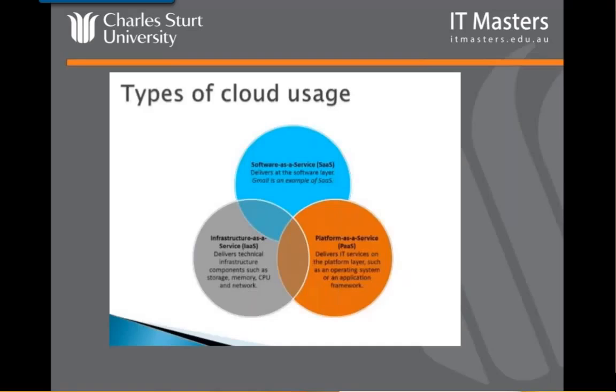Then we have infrastructure as a service. What is this, IaaS? It delivers technical infrastructure components such as storage, memory, GPU, and network. An example, maybe Amazon. Or you can just use, of course, VMware or Microsoft. Why am I giving you different examples? As this course was just covering Microsoft and VMware, just a quick reminder, there are many other cloud providers.